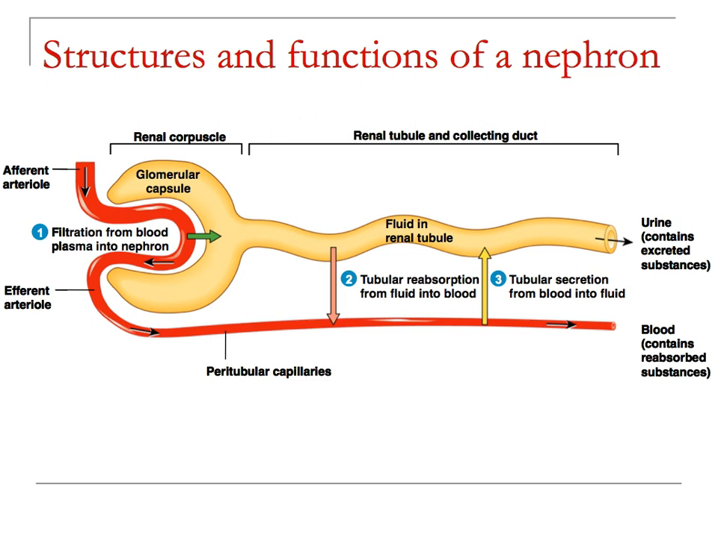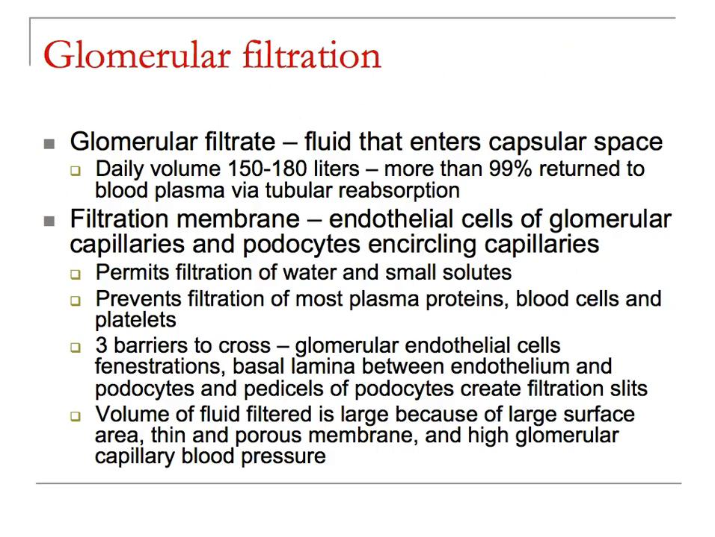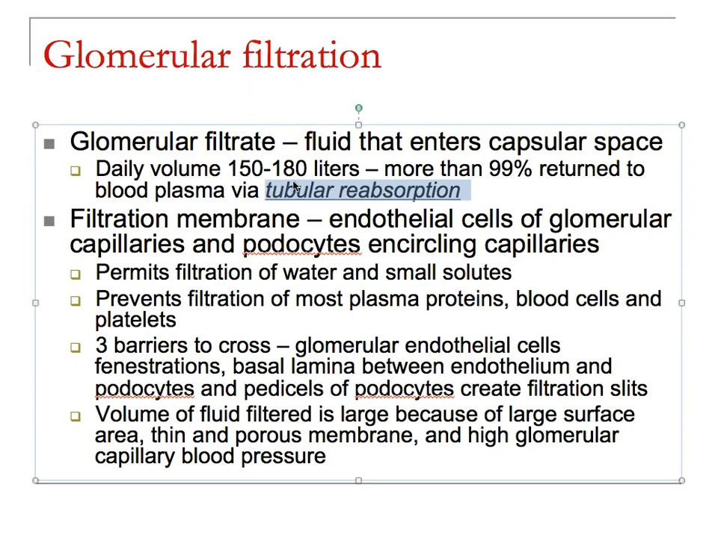Okay? So what's actually going on inside that glomerulus? It has about 180 liters that are pushed into those little capsules, okay, and 99% of it is returned back to the blood plasma via reabsorption. Okay, so it's going to go right back into the bloodstream. So as I said earlier, it seems kind of inefficient, but it's actually really efficient in the way that it's designed. Remember I told you, you actually have capillary beds. These are endothelial cells from glomerular capillaries, which means you're looking at a fancy capillary bed. And they have those podocytes. You'll see a picture of the podocytes in a second. And it prevents filtration of most plasma proteins.